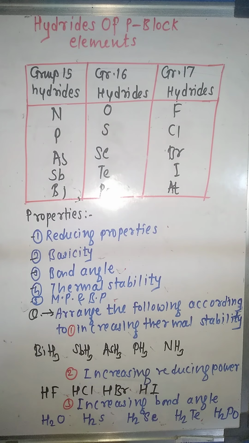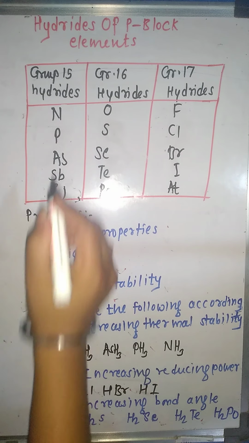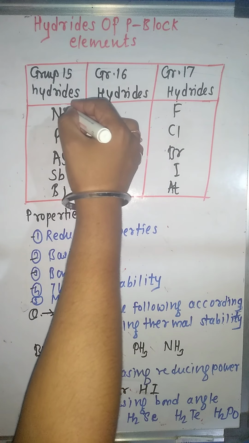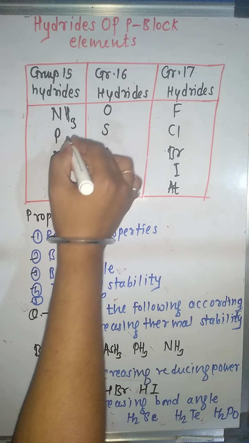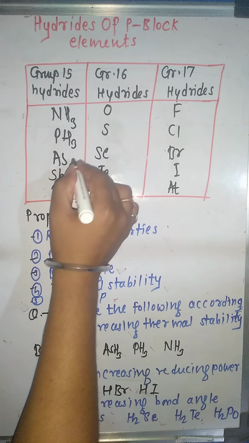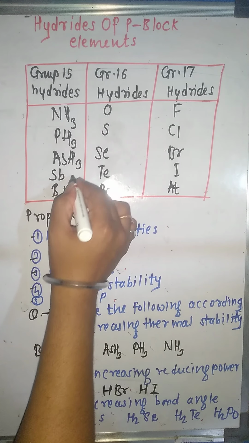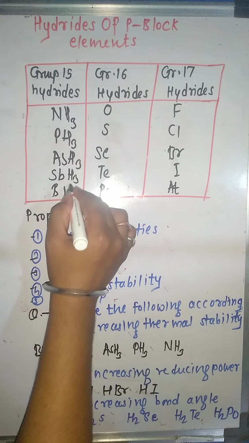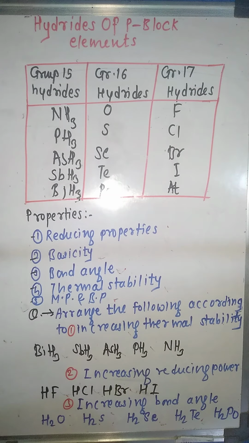So, group 15 elements have valency 3. That's why they will have 3 hydrogens in their hydrides. So, the formula will become NH3. In the same way, we have PH3, AsH3, SbH3, then BiH3.